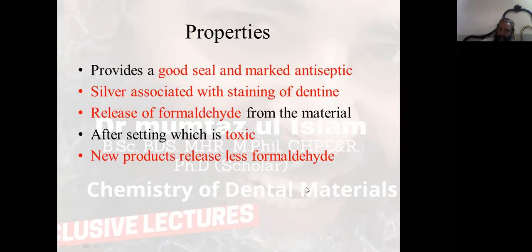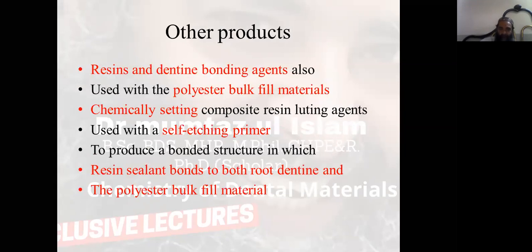Silver is associated with staining of dentine, and there is release of formaldehyde from the material after setting, which is toxic. New products release less formaldehyde. Resin and dentine bonding agents are also used with polyester bulk fill material. These are chemically setting composite resin luting agents used with a self-etching primer to produce a bonded structure in which the resin sealant bonds to both root dentine and the polyester bulk fill material.